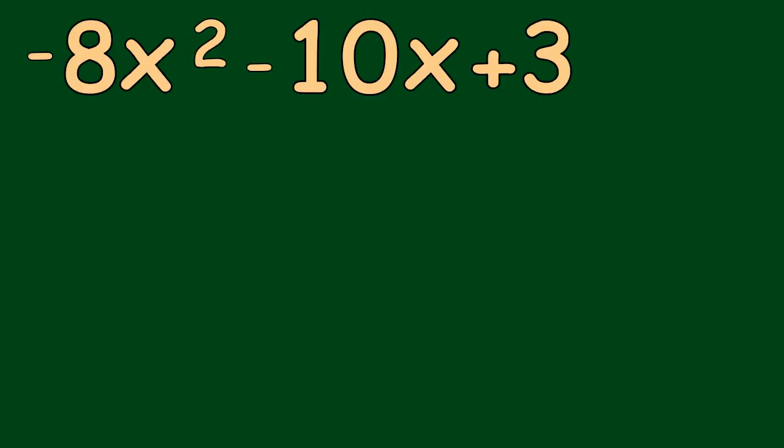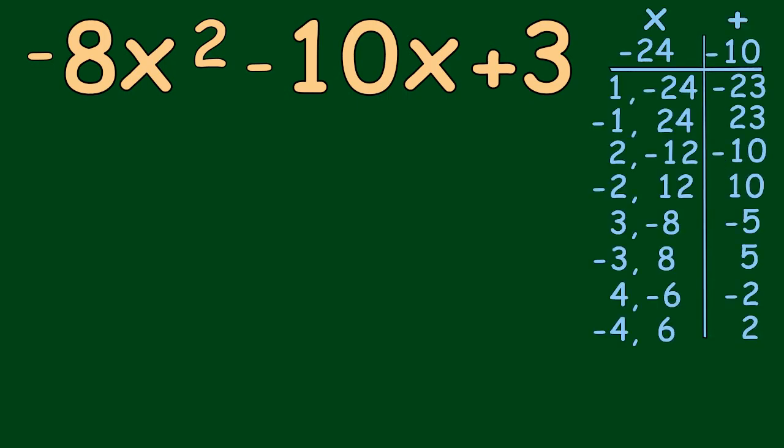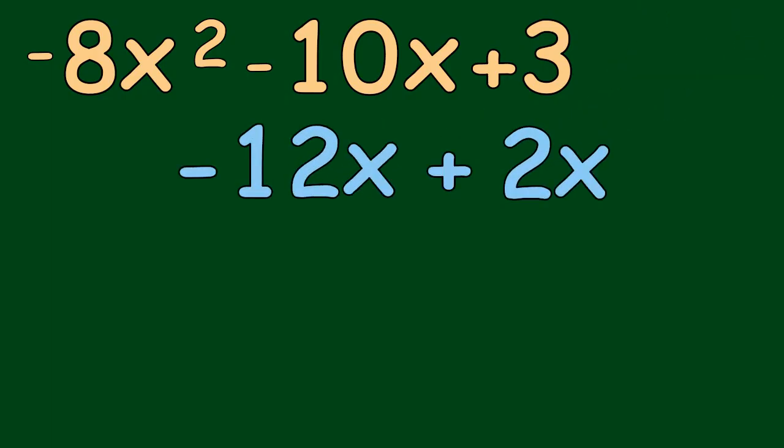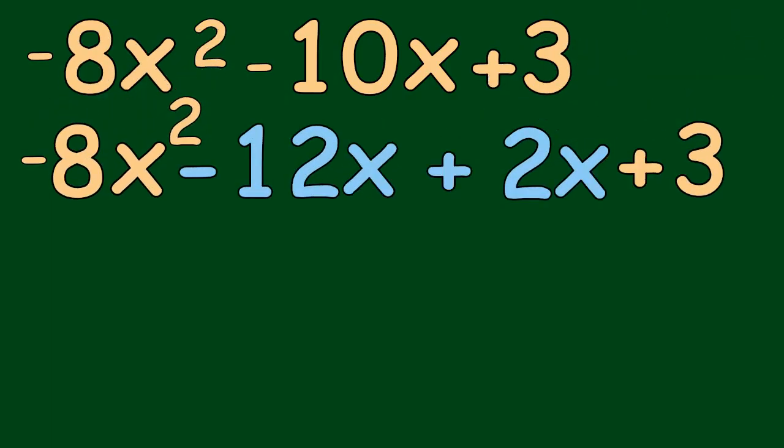Let's try one last example. Negative 8x squared minus 10x plus 3. We're looking for two numbers that multiply to negative 24, but add up to negative 10. After listing all of the number combinations that multiply to negative 24, we see that there is only one that also adds up to negative 10. We can rewrite negative 10x as negative 12x plus 2x.